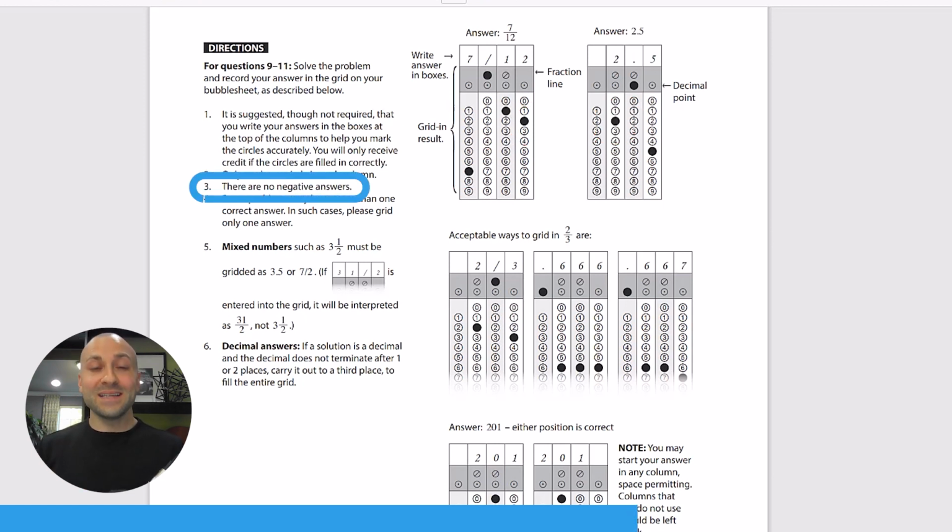The third tip is that you'll never get a negative answer. So if you end up getting a negative, you know something went wrong and you'll go recheck your work. If nothing else, I just would grid it in without the negative and hope that that was your only mistake. But definitely don't grid in the negative, because then you're going to get it wrong for sure.